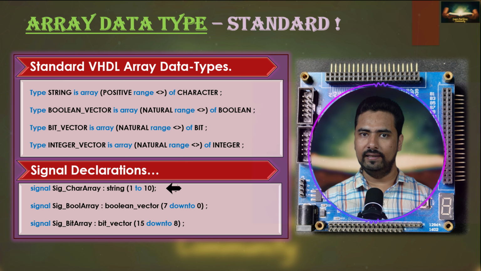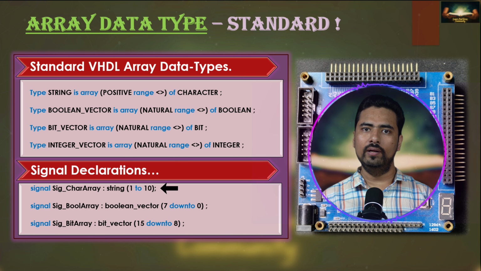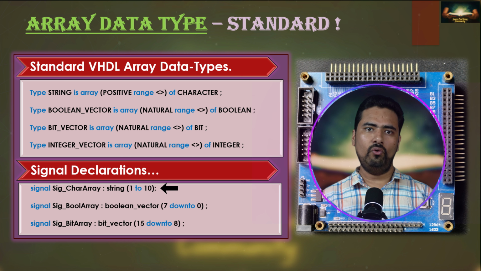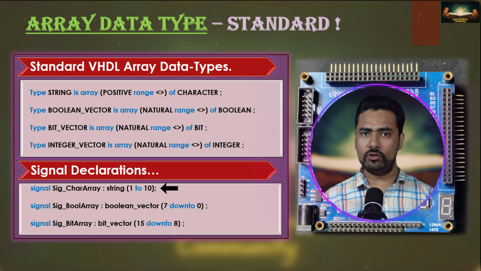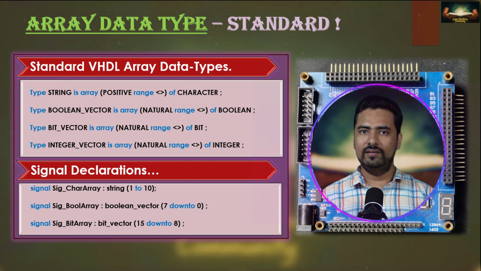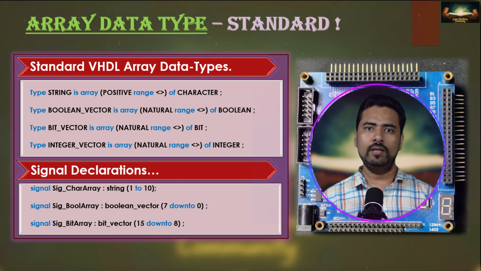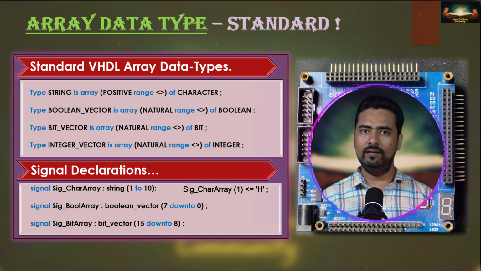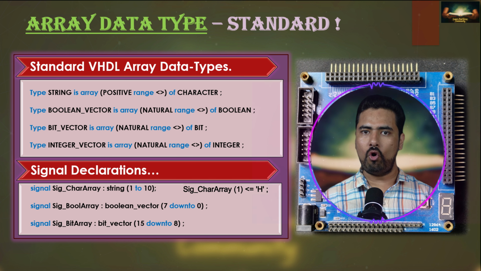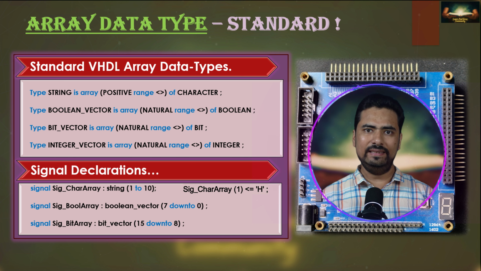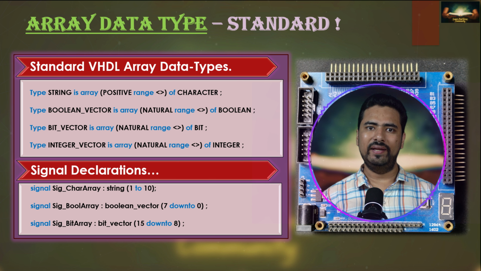So first is signal sig_character_array : string(1 to 10); So this statement will define a signal which is sig_character_array. This is a string and having 10 characters. This means you can assign 10 characters of data in this signal like hello VHDL. Now, if you want to access a single character of this signal, then you can also do that by specifying the index of the character. For example, sig_character_array(1) <= 'h'; This means that the character h will be assigned to the first index of the signal. Very simple.